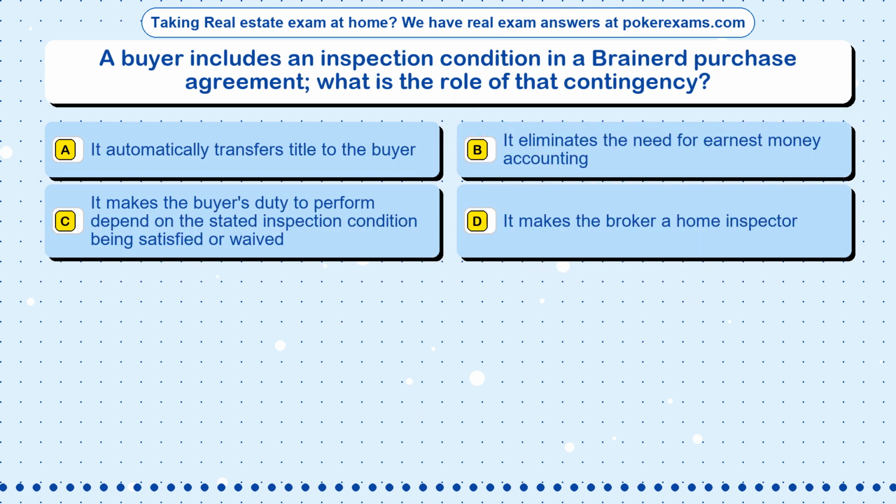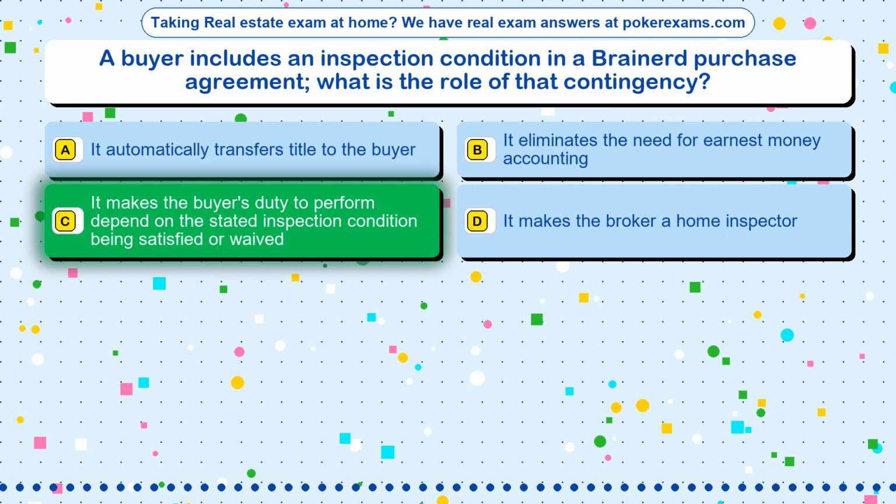Question 39. A buyer includes an inspection condition in a Brainerd purchase agreement. What is the role of that contingency? Option A. It automatically transfers title to the buyer. Option B. It eliminates the need for earnest money accounting. Option C. It makes the buyer's duty to perform depend on the stated inspection condition being satisfied or waived. Option D. It makes the broker a home inspector.